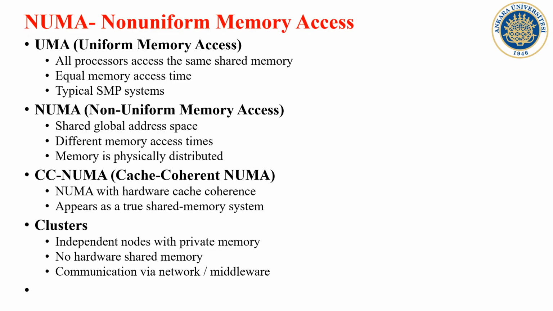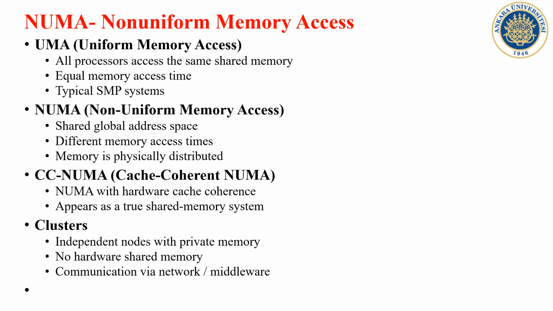In a NUMA system, processors still share a single address space, but memory is physically distributed. So, accessing local memory is fast, while accessing memory attached to another processor is slower.